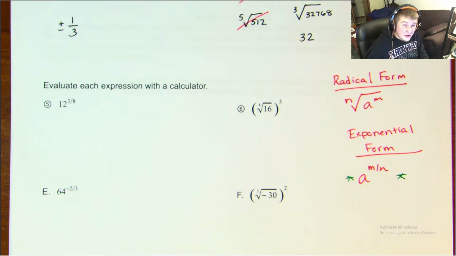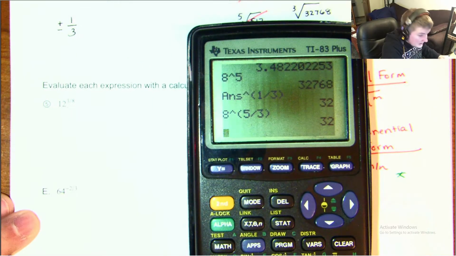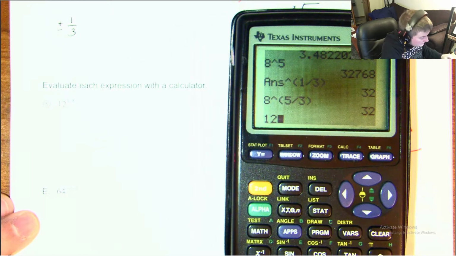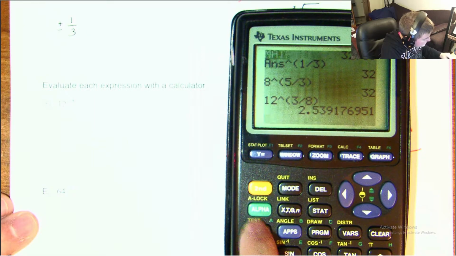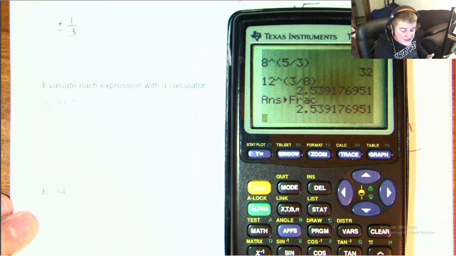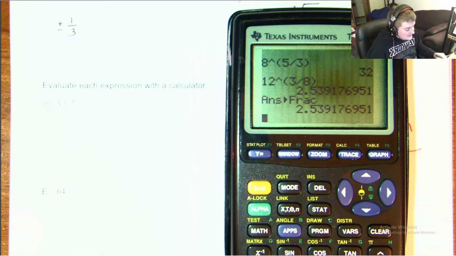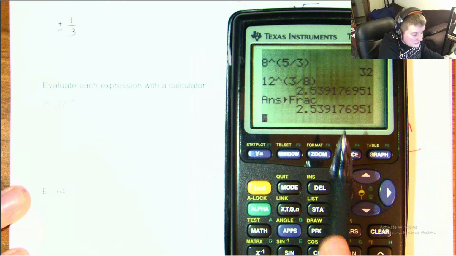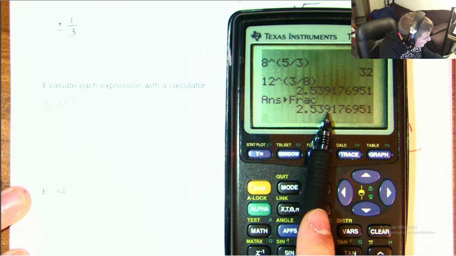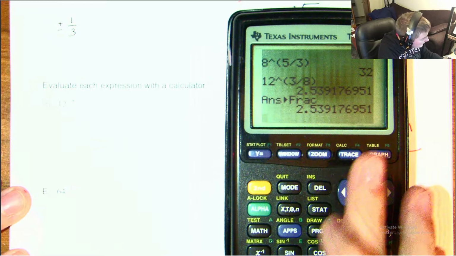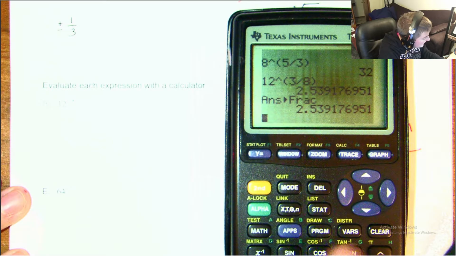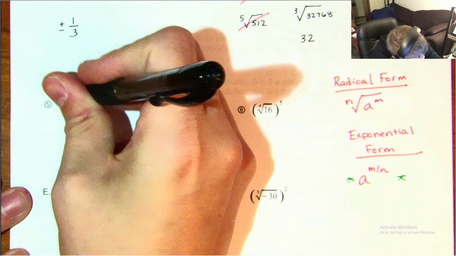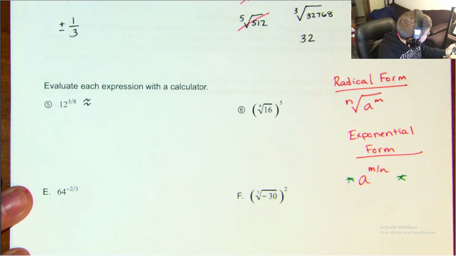So like 5, if I look at 5, it's already in exponential form. So there's really nothing I need to do besides throw it in the calculator. I can just go 12, and I'm going to take it to the 3/8 power. And I get a decimal. We can always check to see if it simplifies into a fraction, and it doesn't. So we can just round to some value. Let's round to the hundredths. So 539, that 9 would round the hundredth spot up to 4. So this is approximately 2.54.